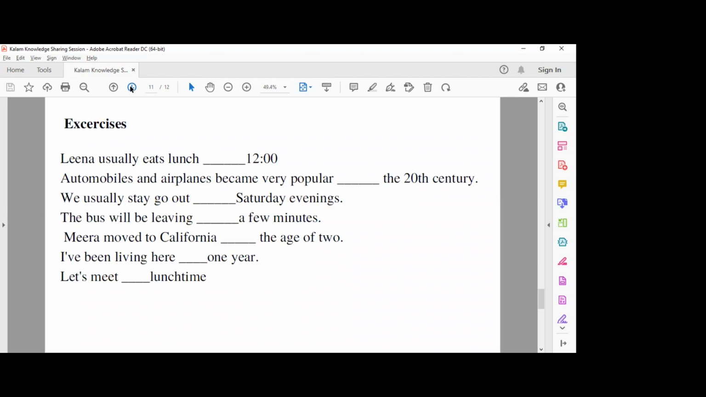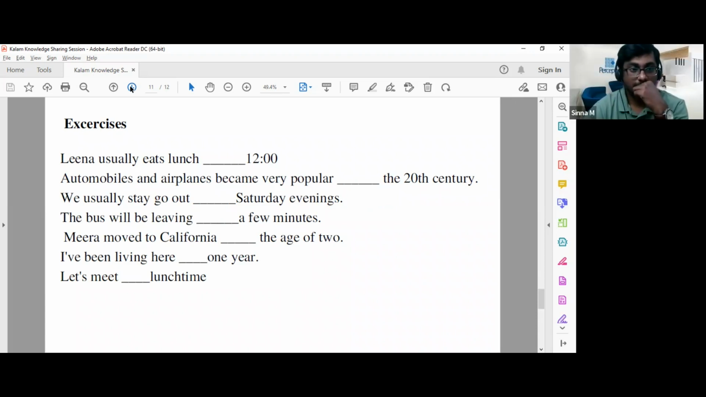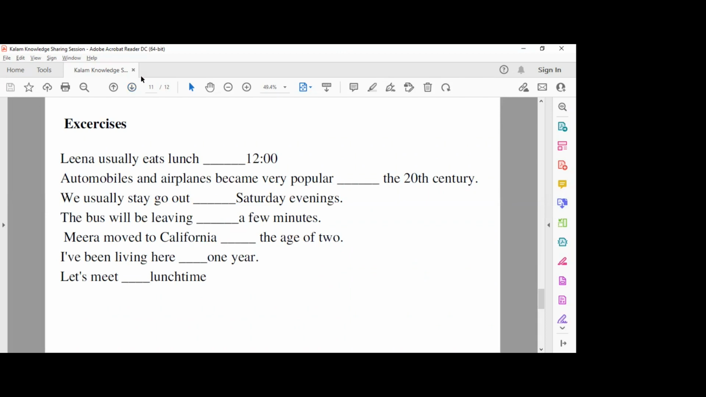I have added some exercises. The first one is: Lena usually eats lunch dash two them. Here we are telling about the time, so we have to use at. Yes, at is correct, because it is a continuation from the last session. So the first one, at, is correct.